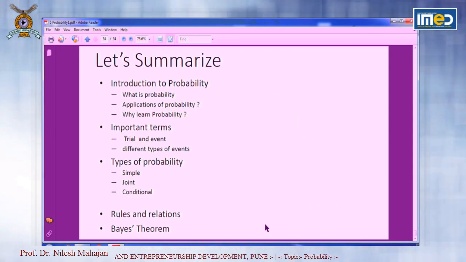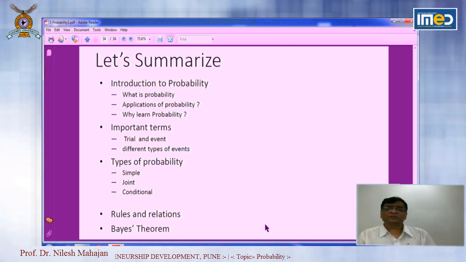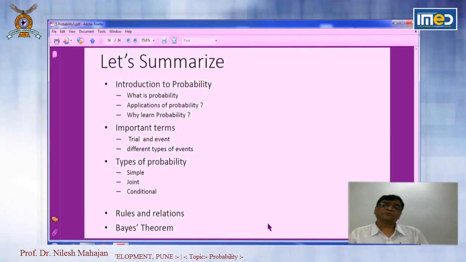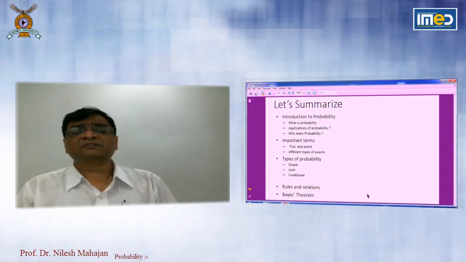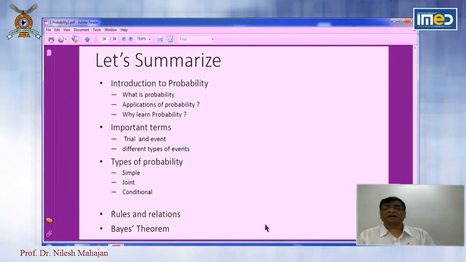Now I summarize what I taught today. Introduction to probability: we have covered what probability is, applications of probability, and why to learn probability. Second, I also explained important terms: trial and event, and different types of events. And third, types of probability: simple, joint, conditional, rules and relations, and Bayes theorem. Thank you.